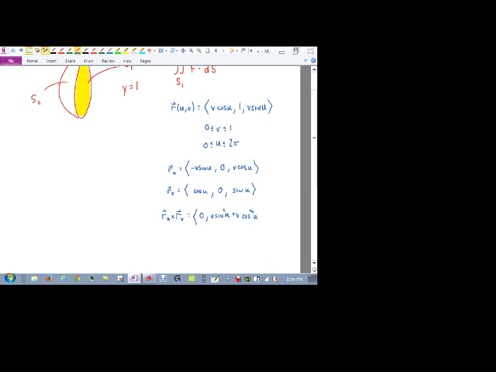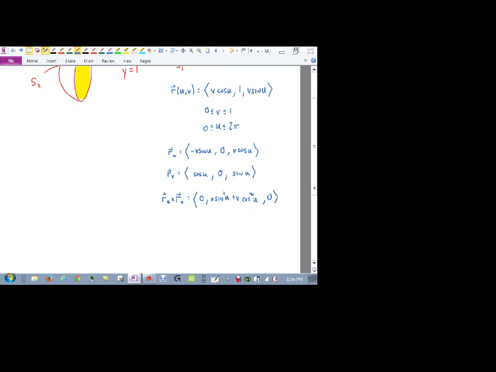And then what's the last one? 0. Which, isn't that inside just v? Sine squared plus cosine squared u. Right, factor out a v.